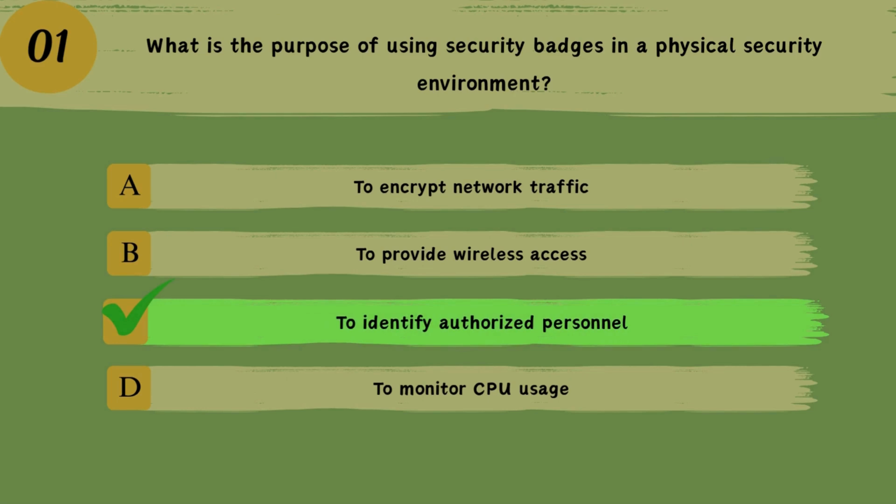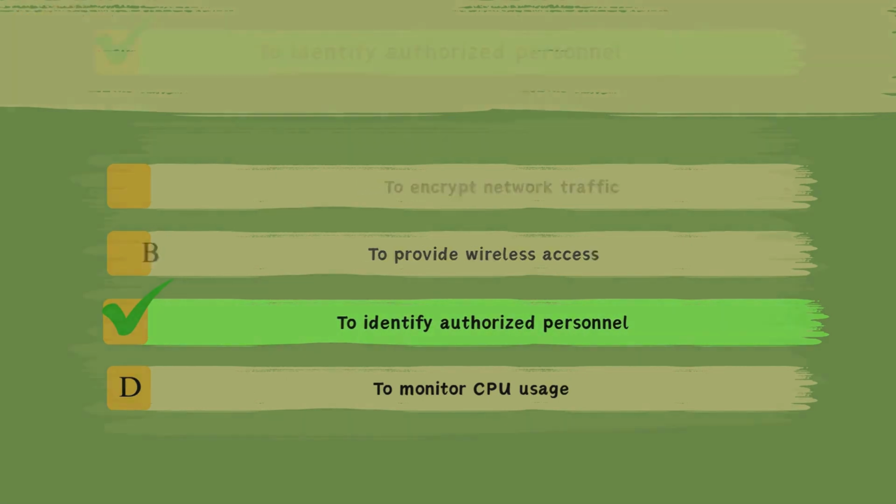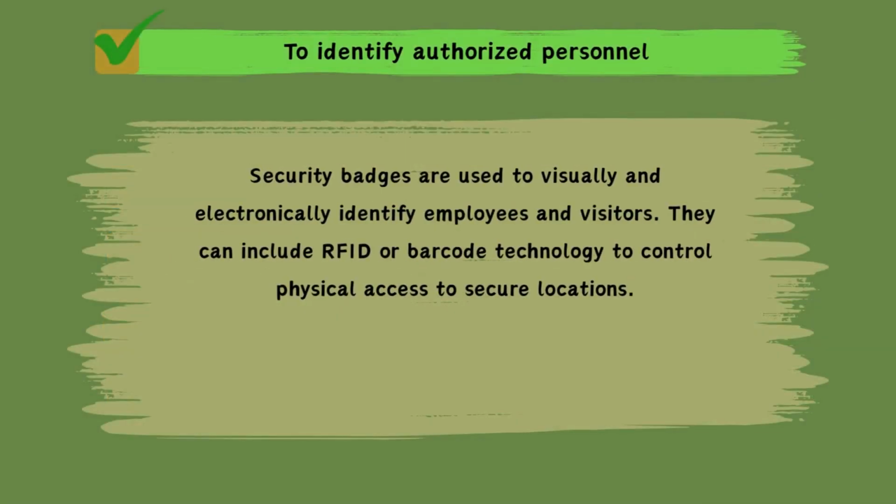Correct answer. C. To identify authorized personnel. Security badges are used to visually and electronically identify employees and visitors. They can include RFID or barcode technology to control physical access to secure locations.